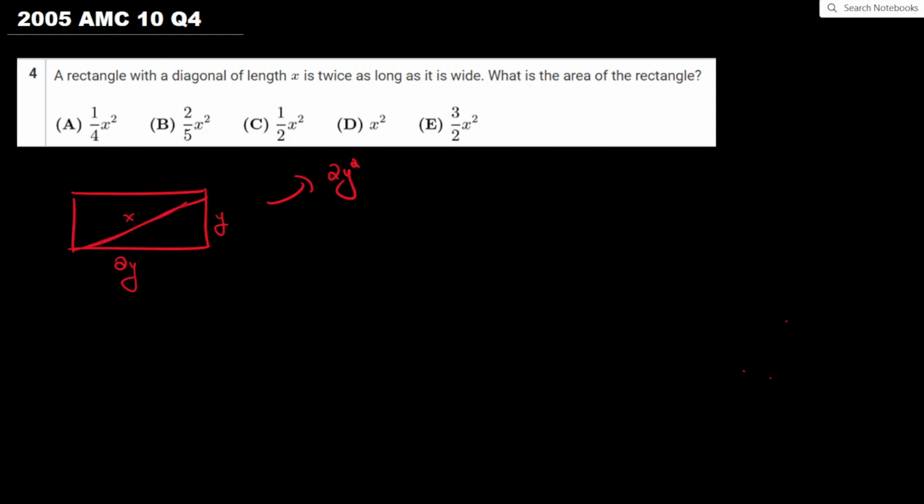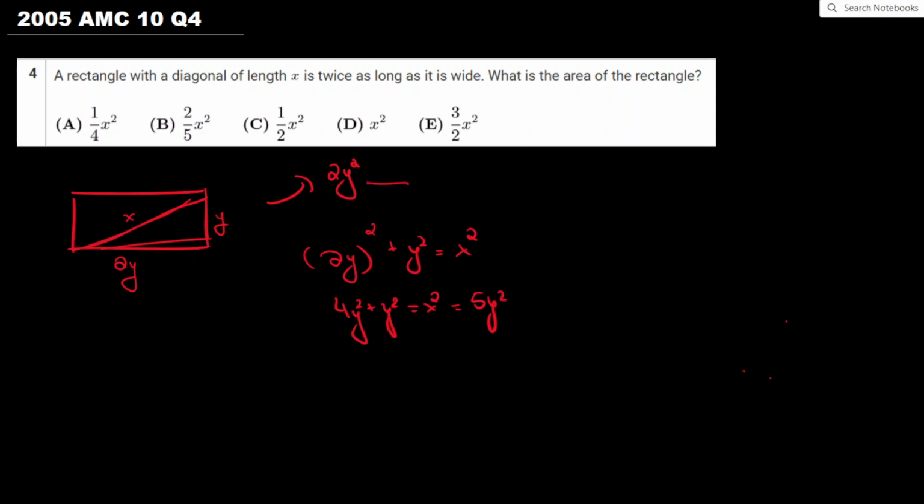So we can use Pythagorean theorem and say that (2y) squared plus y squared is equal to x squared. That's Pythagorean theorem, which means that 4y squared plus y squared equals x squared. So which means x squared equals 5y squared.